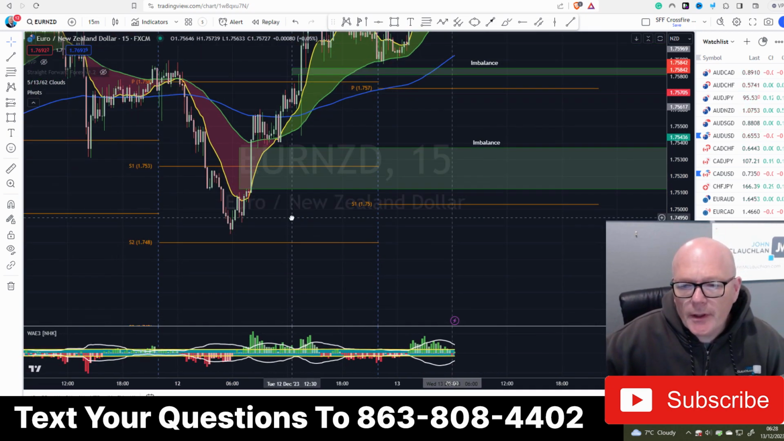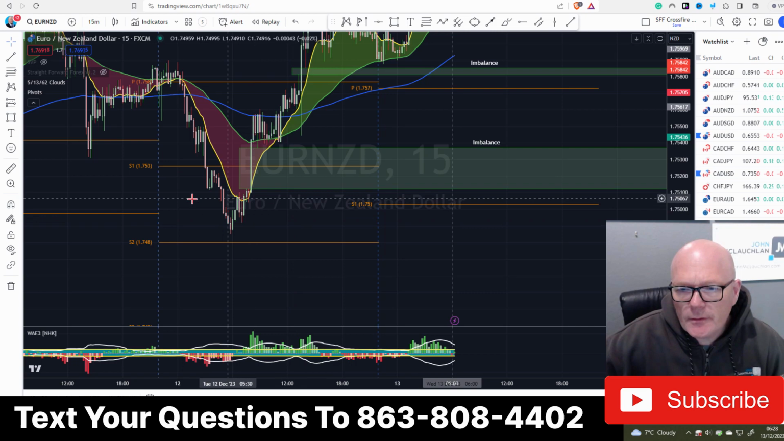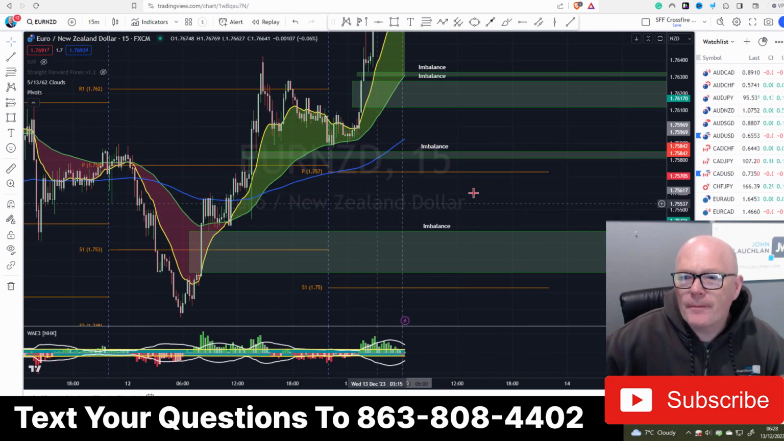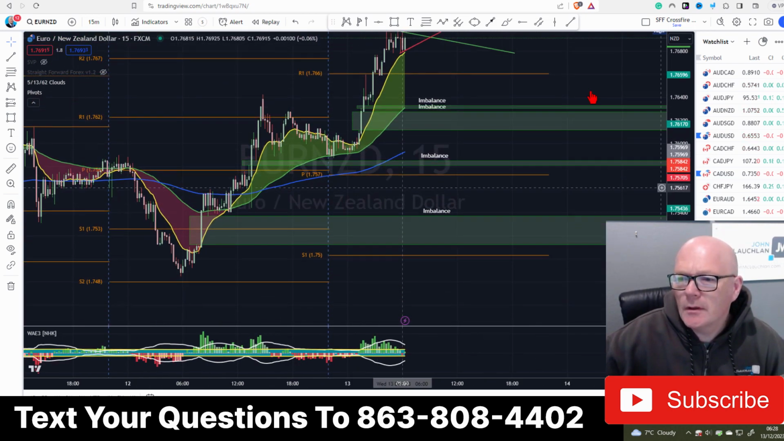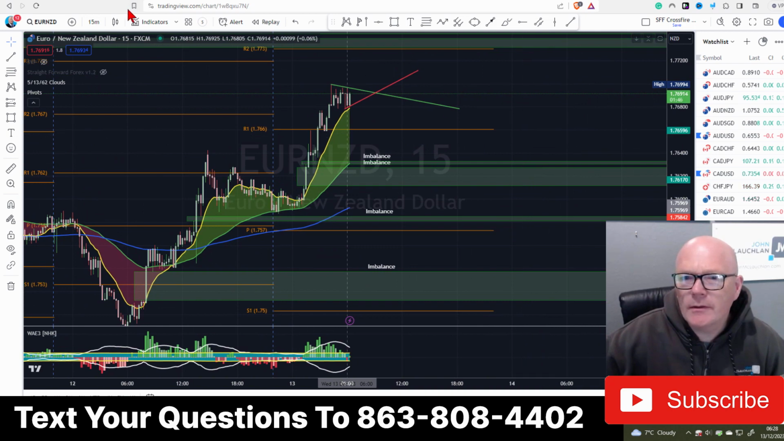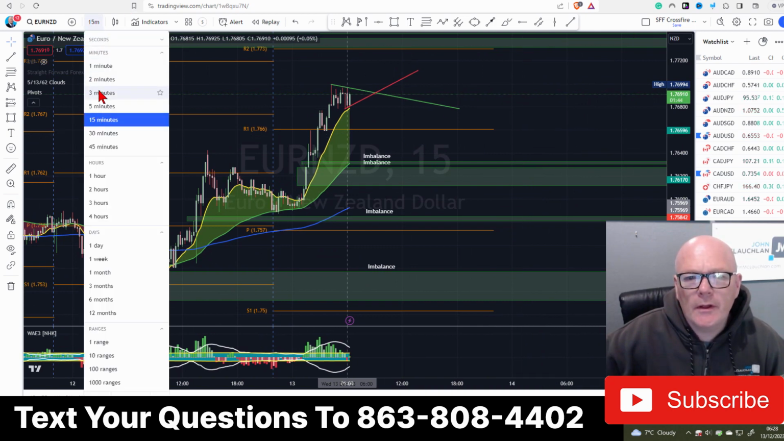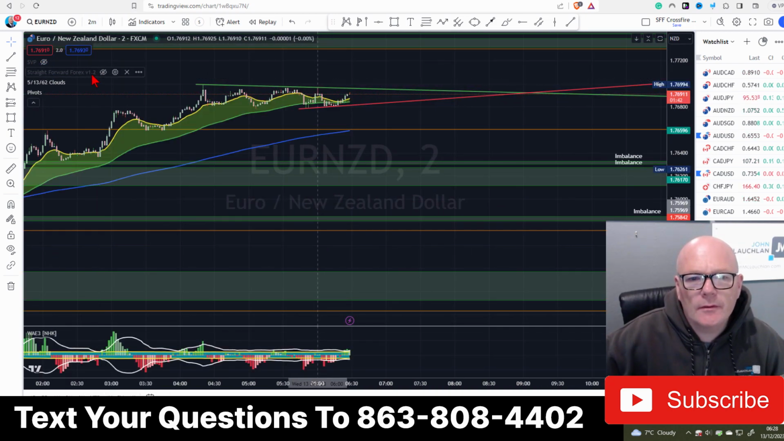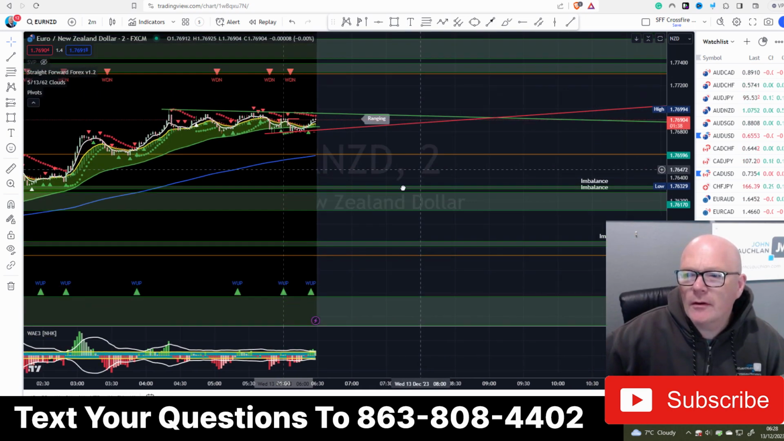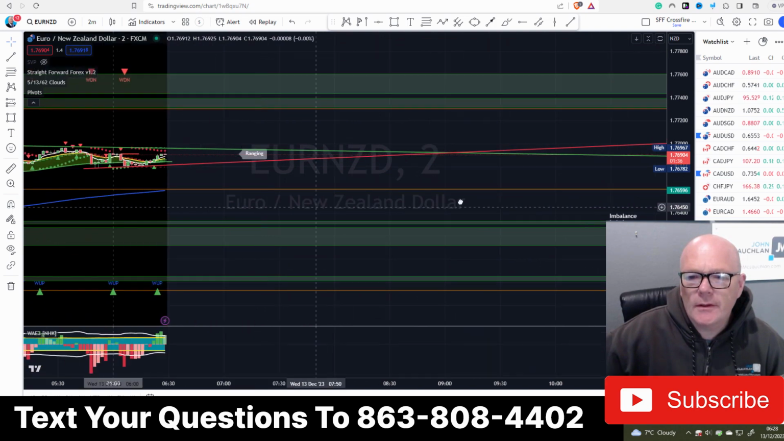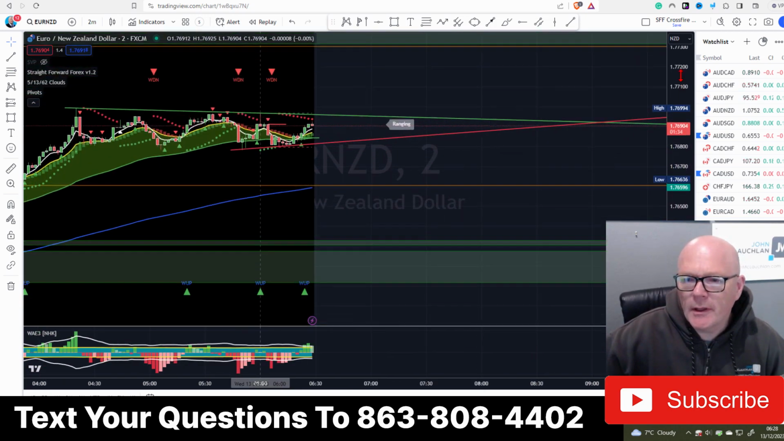Right, okay, anything else on that? I don't think so. Looks pretty good. Okay, so there's our imbalance. We'll put it back on the 2 minute and put our Straightforward Forex indicator back on. Okay, so that's pretty much set up right now.